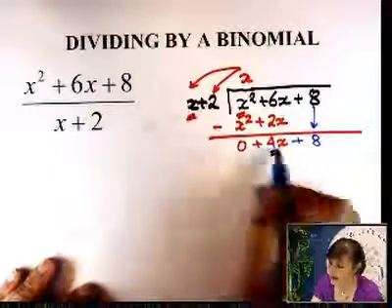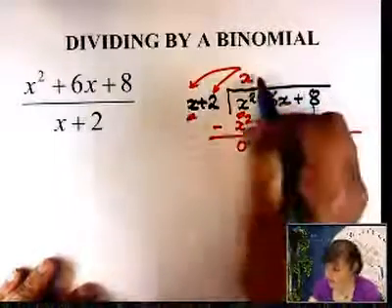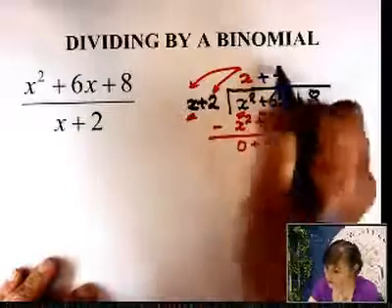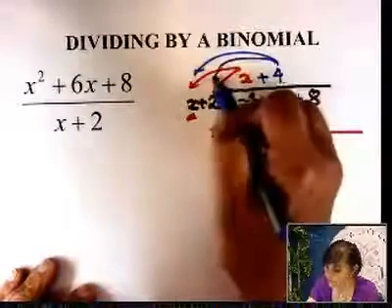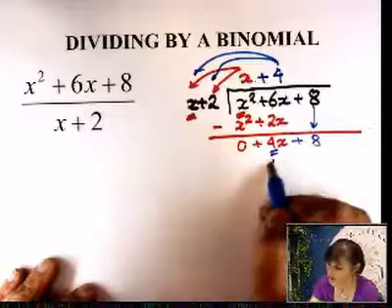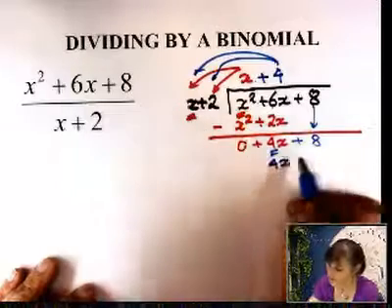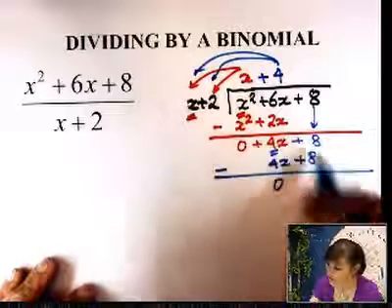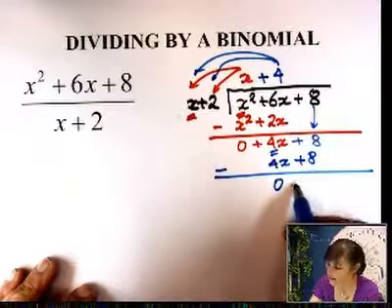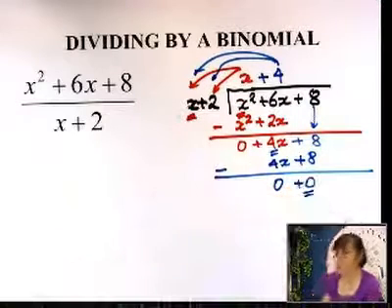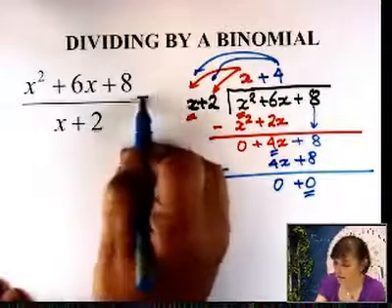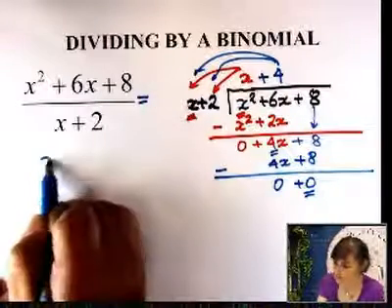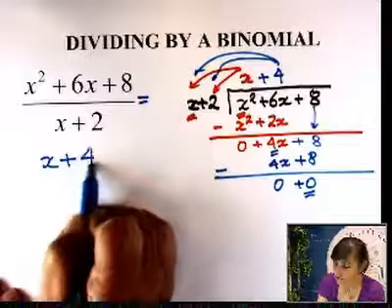How many x in 4x? It's 4 of them. And you multiply back. 4 times x is 4x. 4 times 2 is 8. Subtract. You're going to get a 0. 8 minus 8, that's 0. No remainder. So what's the answer? The answer to this division problem is simply x plus 4.